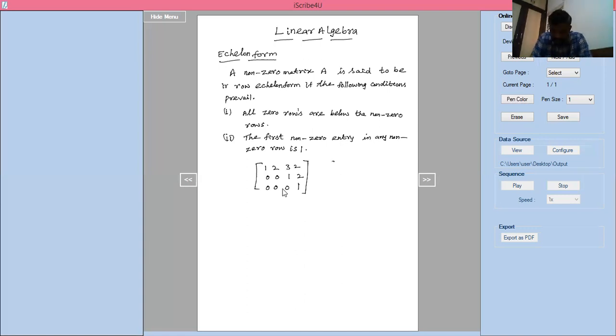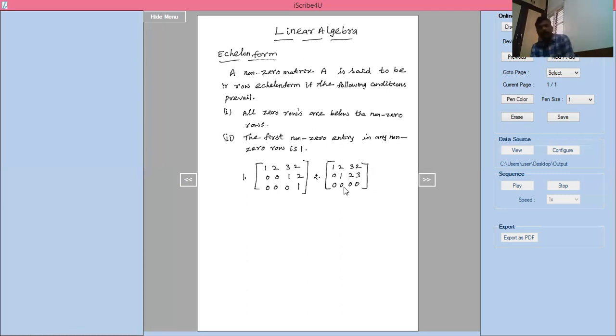Next matrix I'll write, taking the same example: 1, 2, 3, 2; next 0, 1, 2, 3; next 0, 0, 0. This is a zero row. All zero rows we write below the non-zero rows. This is the second example, and this is the first example I have given.